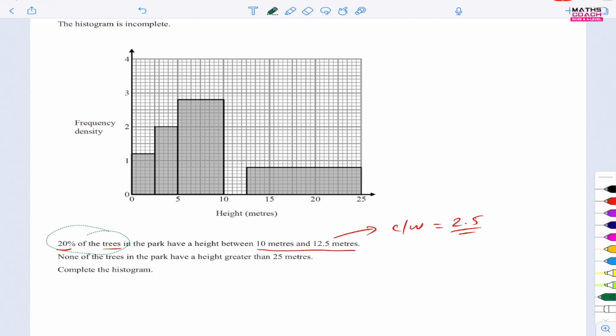So this is equal to 20%, if you like. But we're going to leave that for now. What we are going to do is concentrate on the rest of the bars. Let's figure out what all of these are worth.